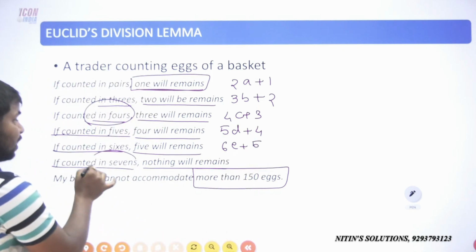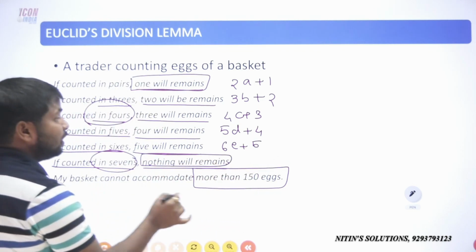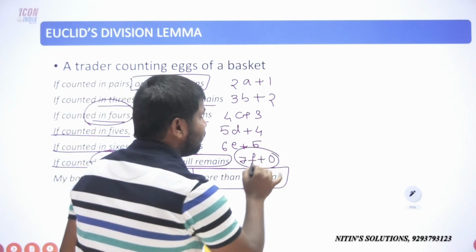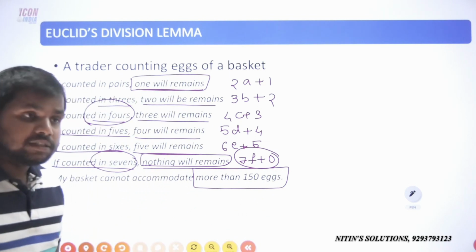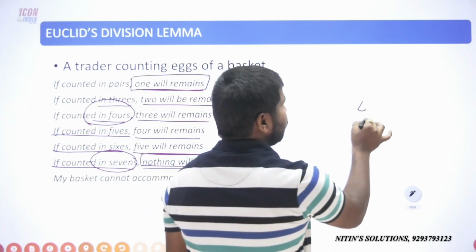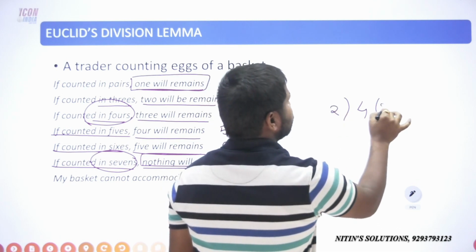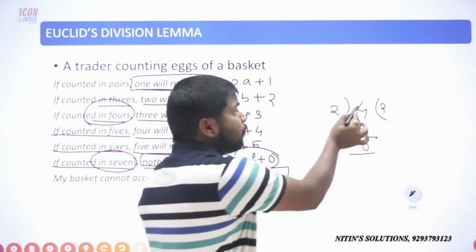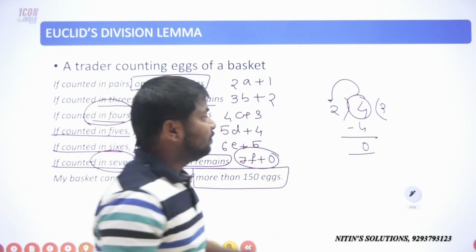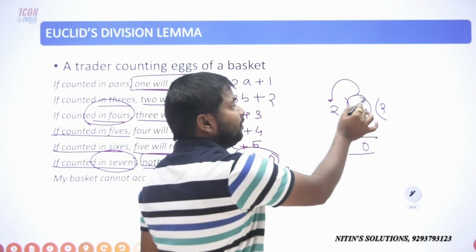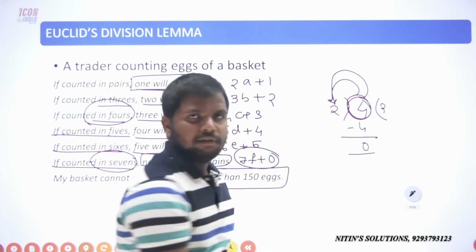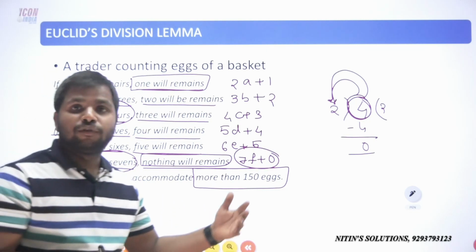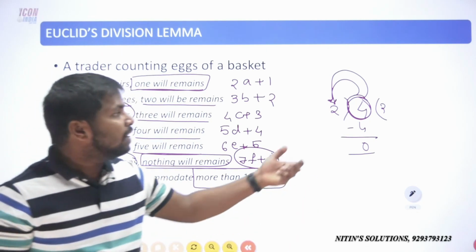If count in 7s, nothing will remain, in the sense 7f plus 0, when the remainder is 0. So what do we have to consider? For example, if I have a number 4 and divide by 2, two 2s are 4, subtracting gives 0. What does it mean? It means that 4 is a multiple of 2. If the remainder is 0, then we can call the dividend a multiple of the divisor. That we have already learned in our previous classes, like class 4, class 5, class 6.